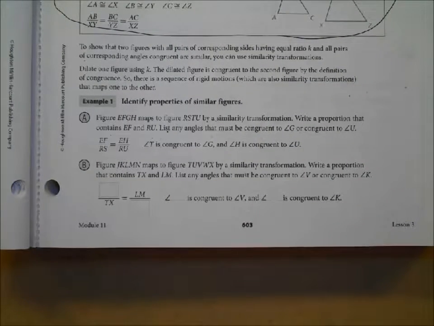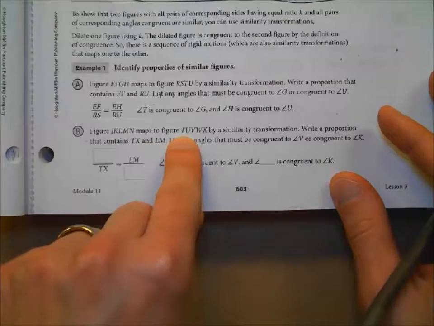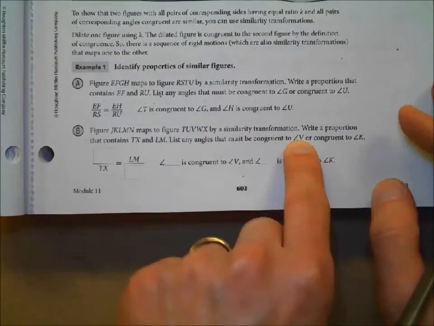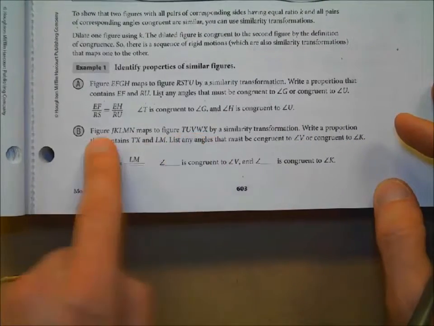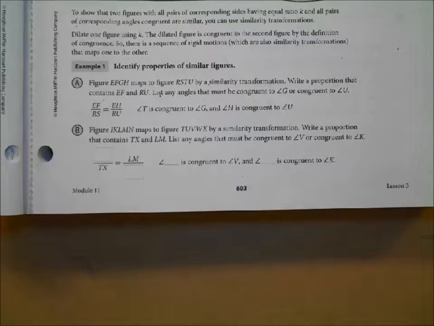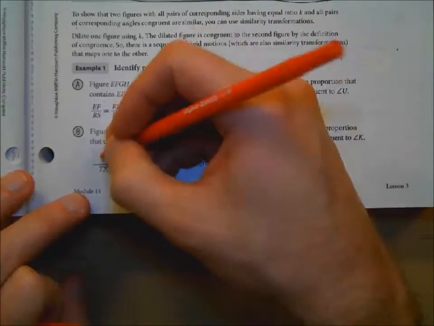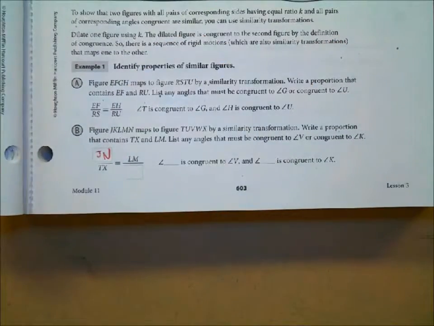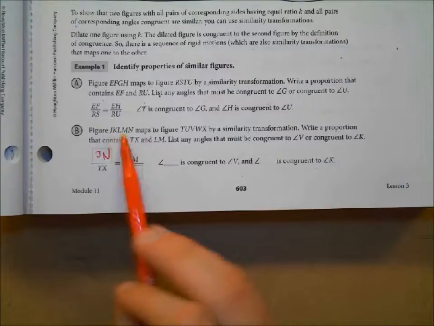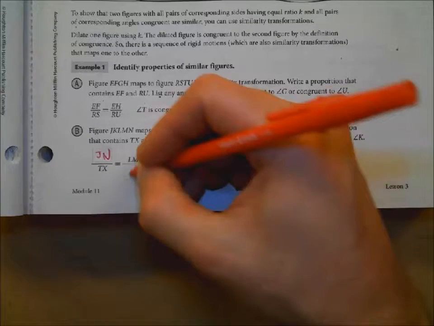Similar question, but with a different shape. JKLMN maps to figure TUVWX by a similarity transformation. Write a proportion that contains TX and LM. So TX from this shape corresponds to what over here? JN. Okay, that's right. T and X are the first and last letter. J and N are the first and last letter. Okay, very good. All right, how about LM? What does LM from this shape correspond to over here? VW. That's right. Okay. VW.